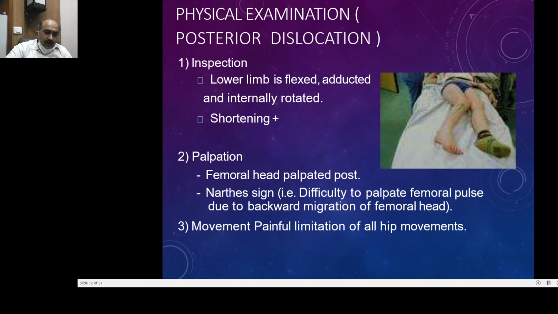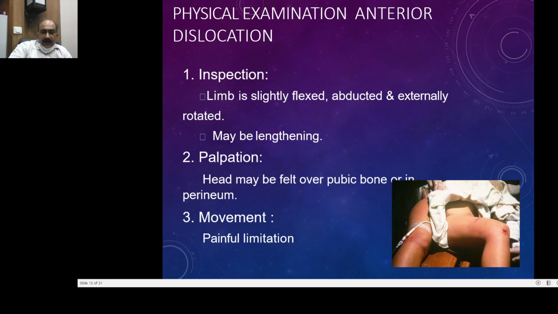Examination in anterior hip dislocation. Typically, on inspection, limb is slightly flexed, abducted, and externally rotated. There may be lengthening. On palpation, you can feel the head in the pubic region or in the perineum, depending upon its position. Movement will be painful and limited.